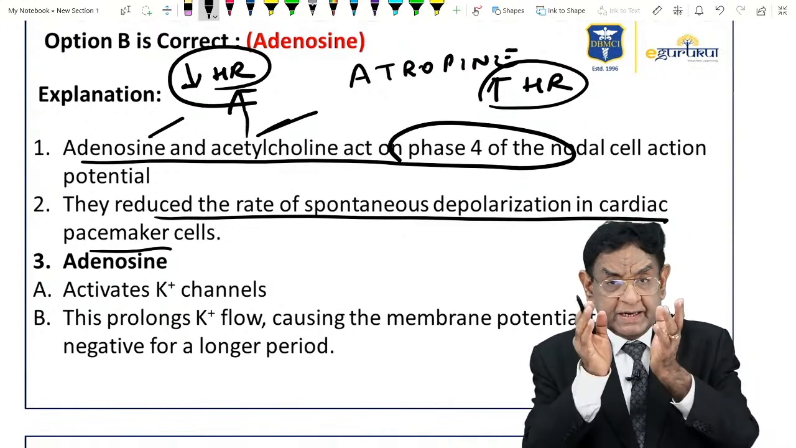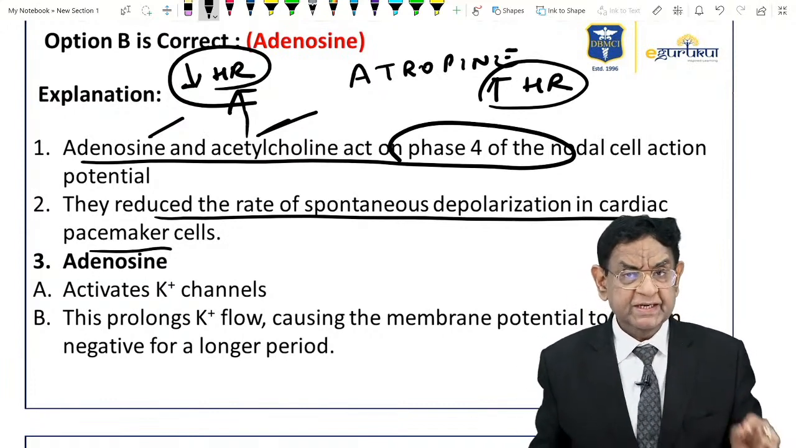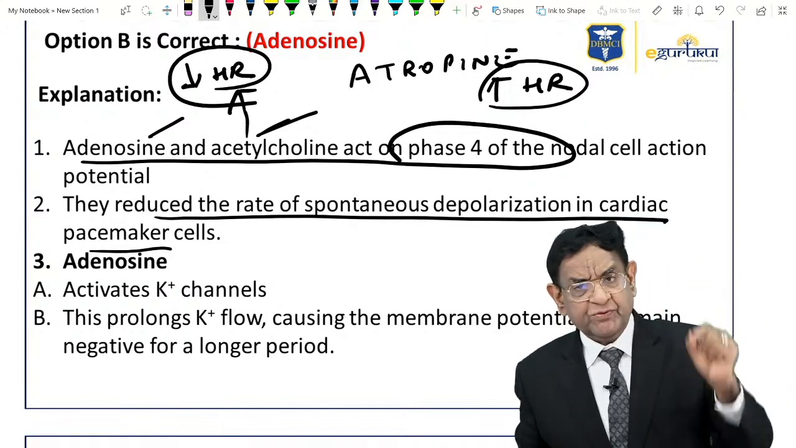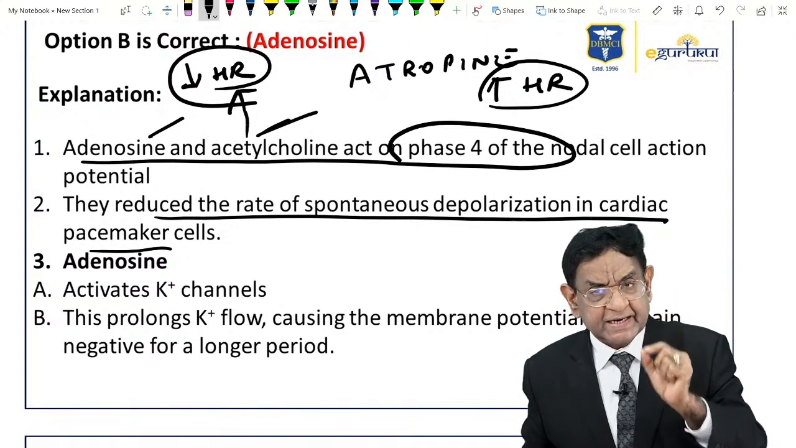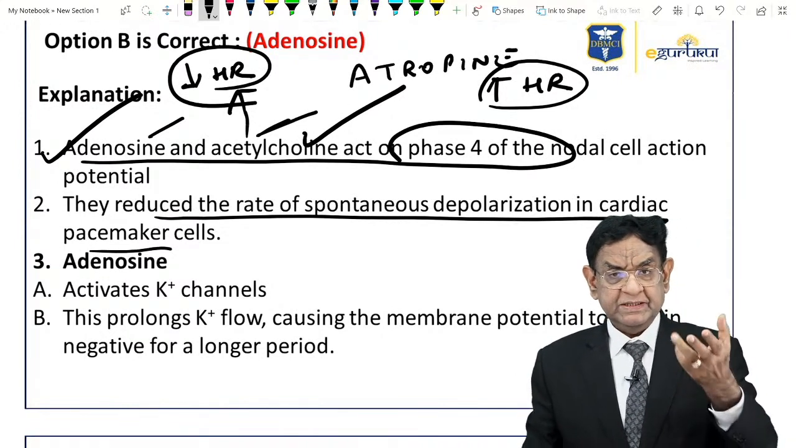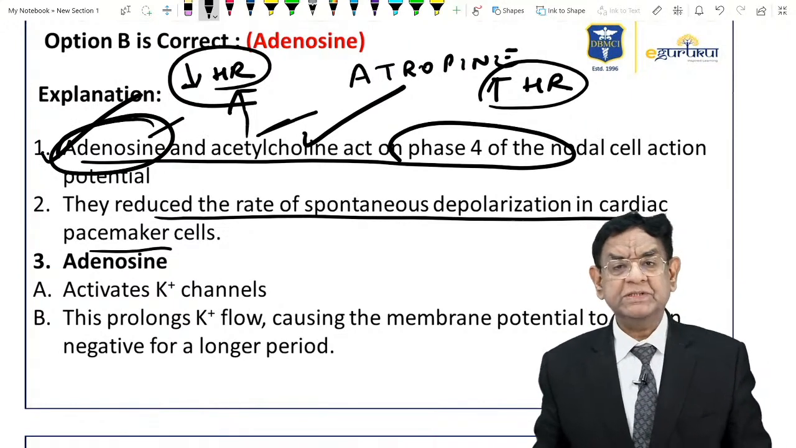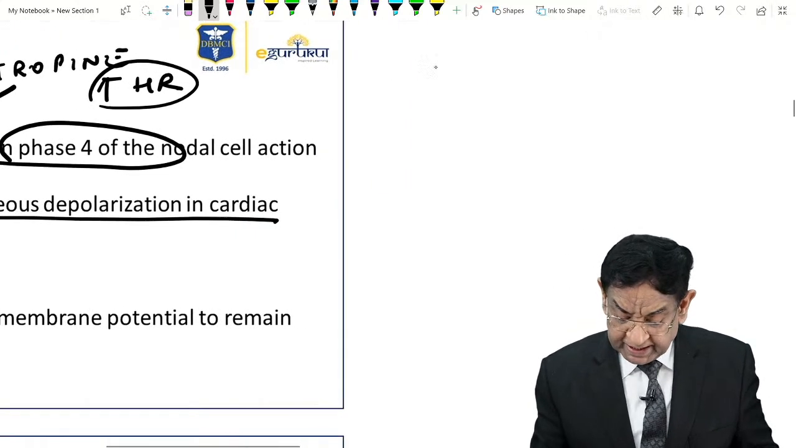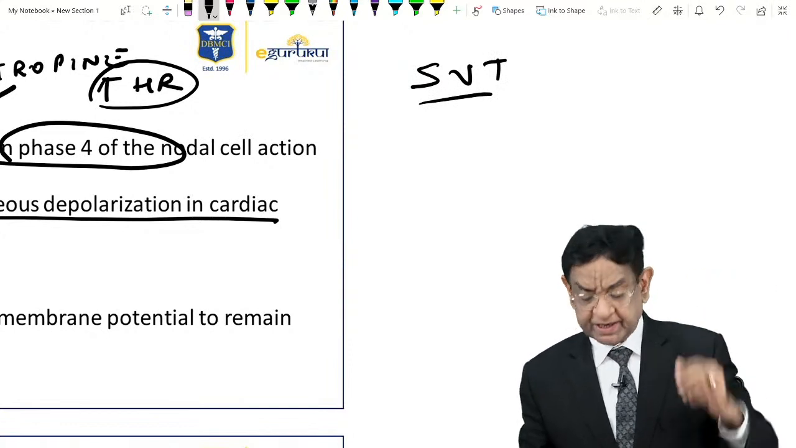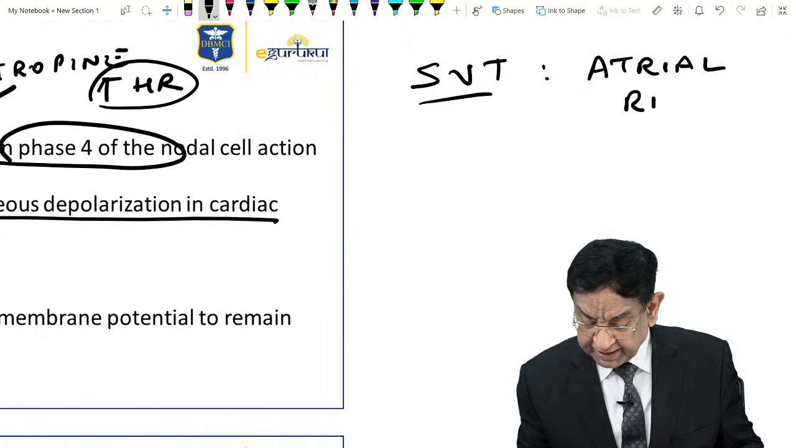Atropine causes increased heart rate. Why? Acetylcholine is acting again at phase 4, the way ivabradine acted. That's why they reduce the heart rate. Phase 4 again. Other drugs which are acting at phase 4 are acetylcholine and adenosine. This is how they reduce the heart rate. That's why adenosine is used in conditions like supraventricular tachycardia, where the atrial rate is very, very high.